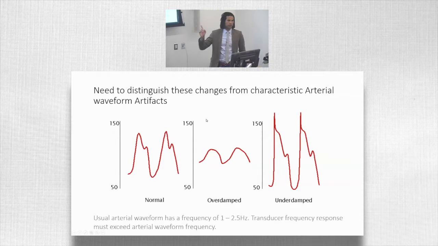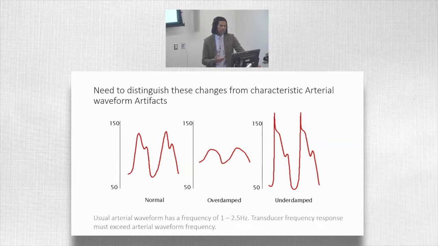Now, separate from looking at the arterial waveform and trying to understand what it's telling you about the state of the peripheral arterial vasculature, it's important to understand the characteristic arterial waveform artifacts. All pressure transduction systems have a characteristic resonance, which is typically 200 to 300 times higher than the resonance of the waveform that the system is measuring. The arterial waveform only has a frequency of about 1 to 2.5 hertz, and most arterial transducer setups will have characteristic resonances in the range of 200 to 300 hertz.